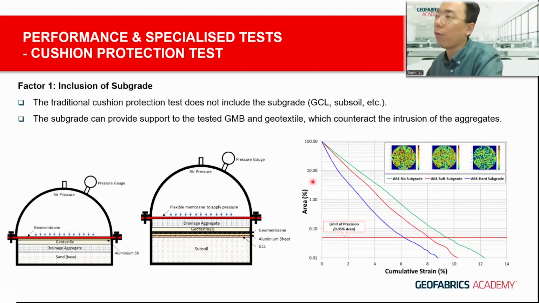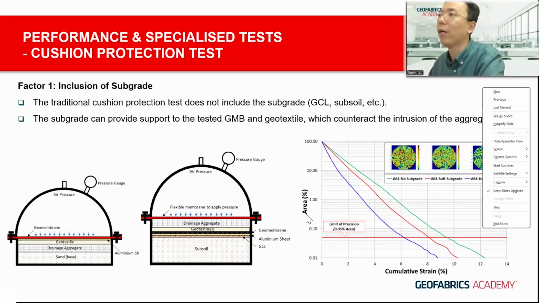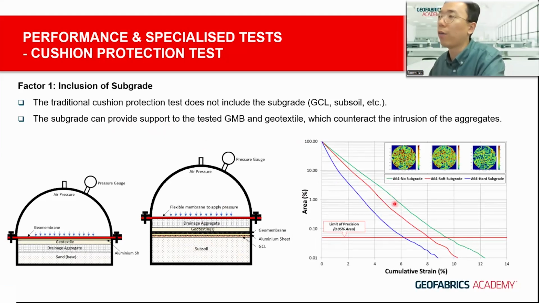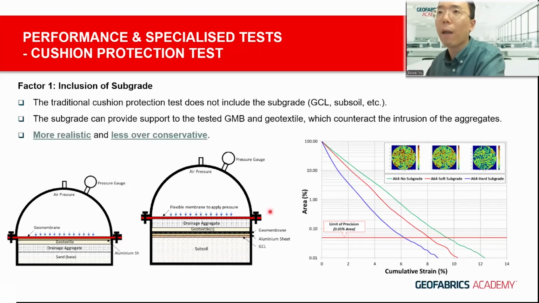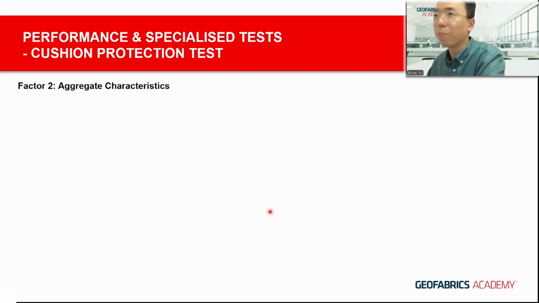And to be fair, it's more representative of what actually happens on the real site. So we did a comparison study, and this is a quick comparison here. Under the same confining pressure, using the same aggregates and textiles, we find that with the inclusion of subgrades, the harder the subgrade is, the smaller the maximum strain you can observe from the geomembrane. Therefore, it is regarded as more realistic and less over-conservative to include the subgrade.